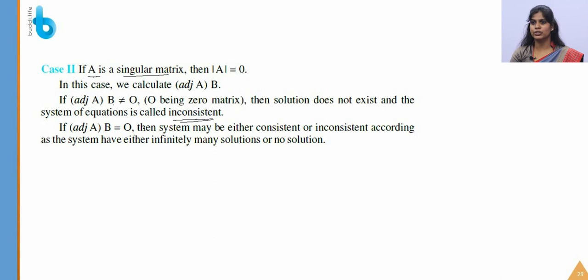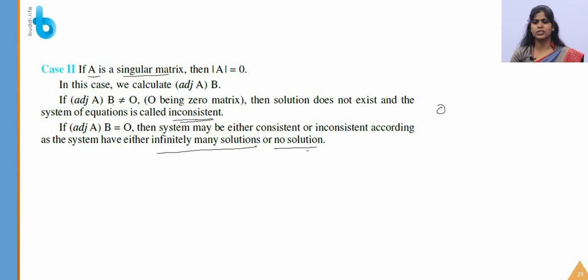If it is equal to 0, then the system may be either consistent or inconsistent, according as the system has either infinitely many solutions or no solutions. So if it is equal to 0, then the system may have infinitely many solutions or no solution. Both possibilities are there. If it is not equal to 0, it is inconsistent, hence there is no solution. Here 0 means a 0 matrix, not a constant value 0.